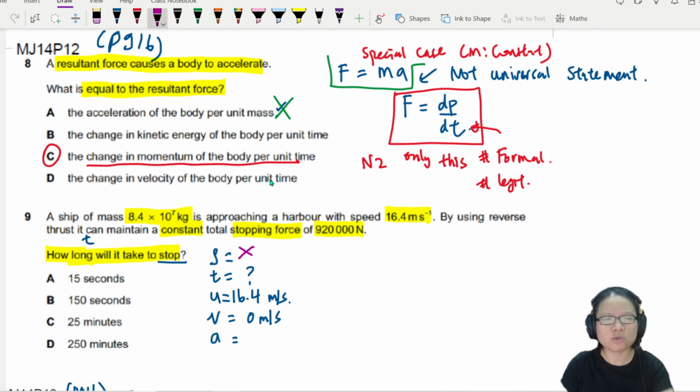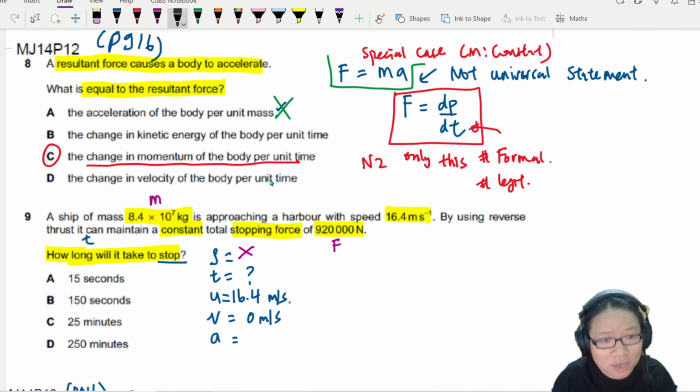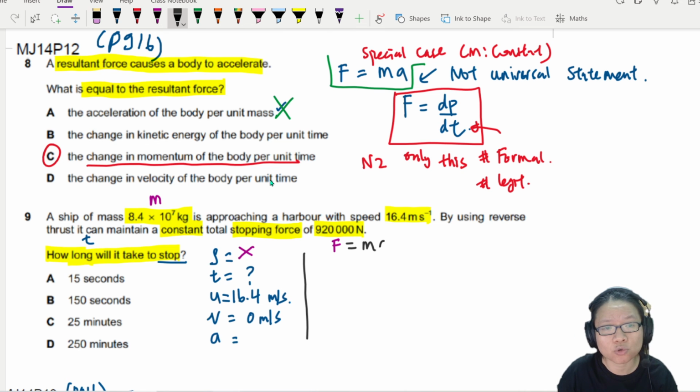Teacher, I know, acceleration can find, what? I got M, I got F. Oh, snap. You are so smart. So we can find acceleration first. We're going to use F is equal to MA.